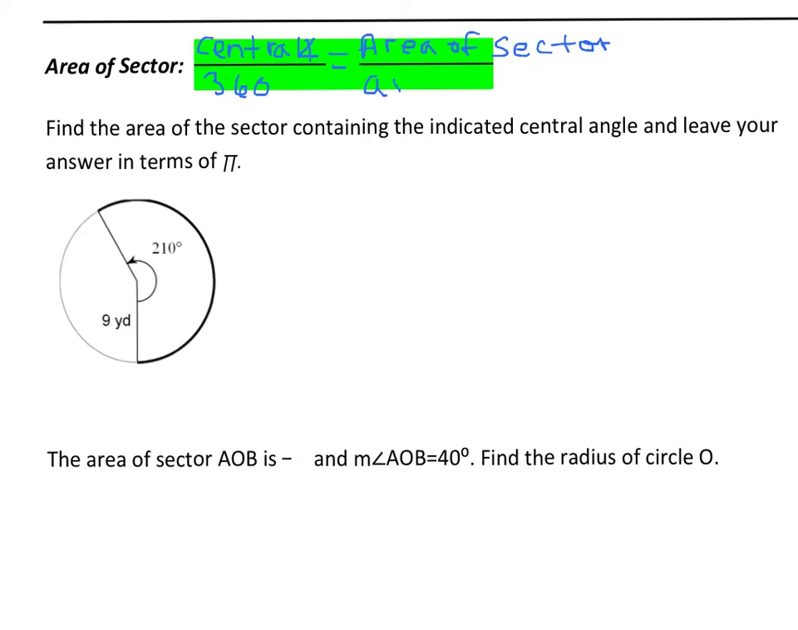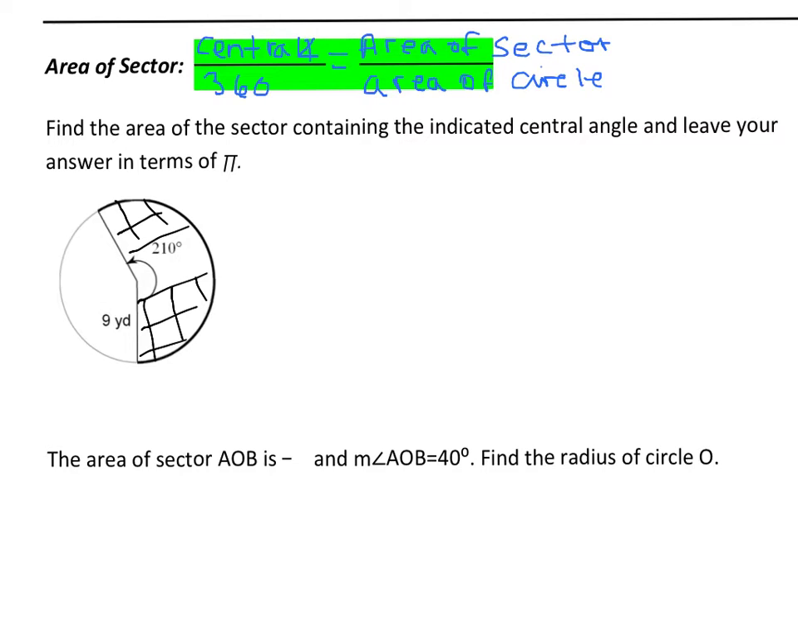Divided by area of circle. So I hope you can understand that the central angle and the full circle are proportional, and also the area of the sector and the area of the circle are also proportional. Okay? So now let's look at what we're given. We're given that this is the central angle and we want to find this area here. Okay? So that's what we want to find.